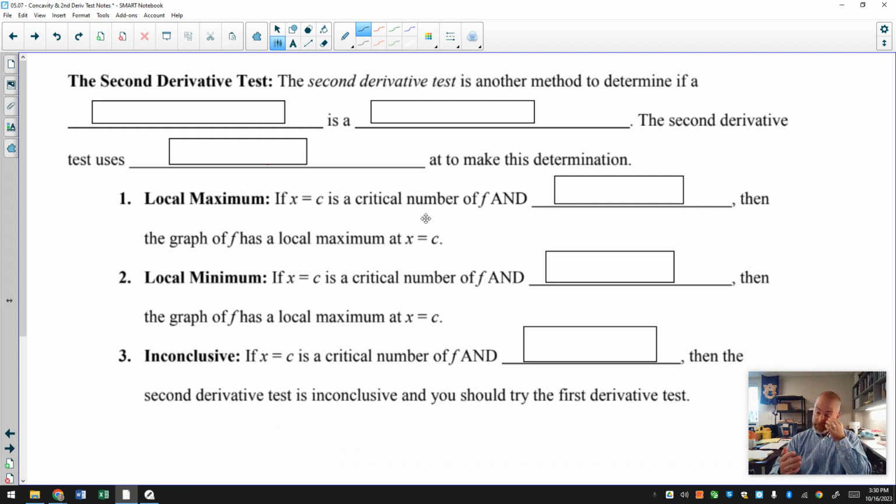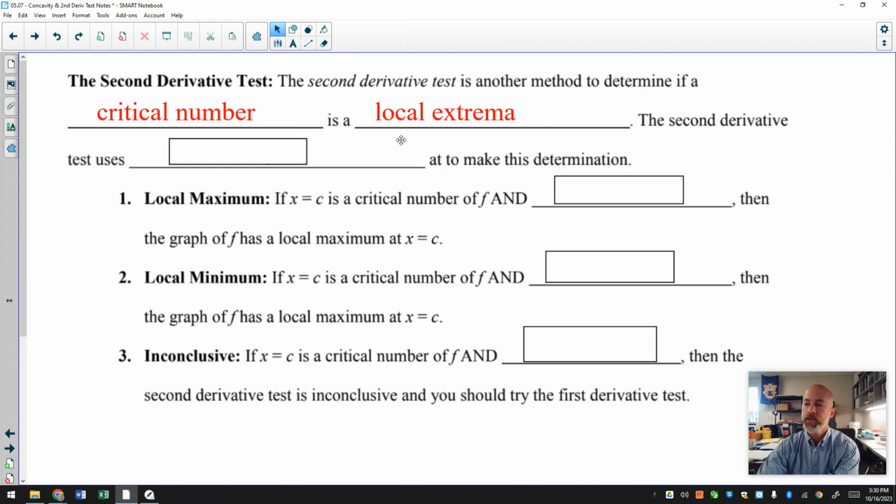Now, the name of this is a little bit confusing because when I ask students what the second derivative test does, they usually say it finds concavity, and it doesn't. The second derivative test does not find concavity. It uses concavity, but it's used to determine if a critical number is a local extrema, the same thing that the first derivative test finds. The first derivative test uses intervals of increase and decrease to find a local extrema. The second derivative test makes the same determination, except it uses concavity to find out whether your critical number is a max or a min.